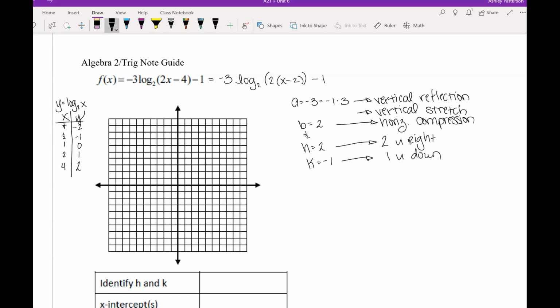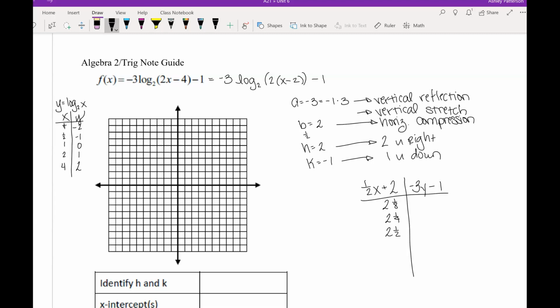Setting up that transformation table, here we go. So we have the reciprocal of b, 1/2 times x plus h, which is 2. And then we have negative 3 times y minus 1. Taking our parent function table points, okay, 1/4 substituted in for x, we get 1/8 plus 2, so that's 2 1/8. 1/2 is 1/4 plus 2, so 2 1/4. 1 gives us 2 1/2, and go ahead and finish the table on your own as I'm finishing it here.